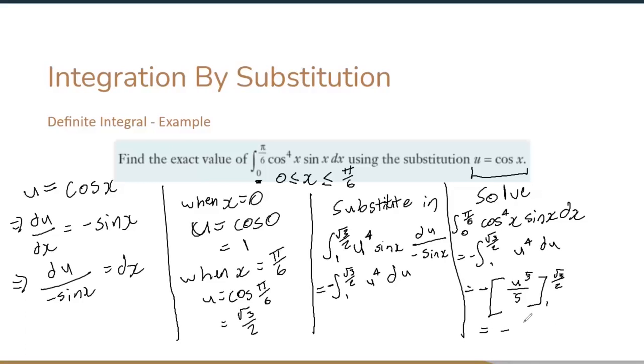And so that's just going to give negative, root 3 over 10, root 3 over 2 to the power of 5 over 5, minus 1 to the power of 5 over 5. And then you can just put that into your calculator, and then you're done.